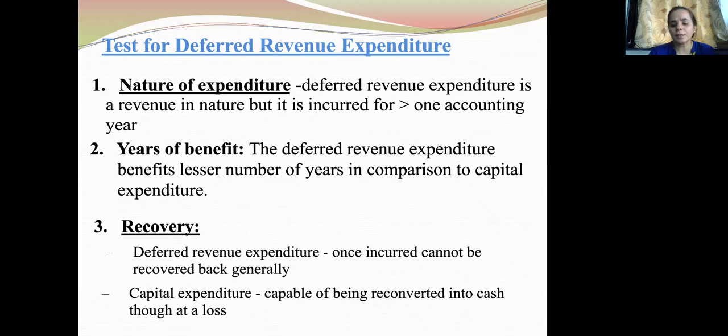And again, it has one feature of revenue expenses also. Once these deferred revenue expenses are incurred, they cannot be recovered. We cannot recover them.